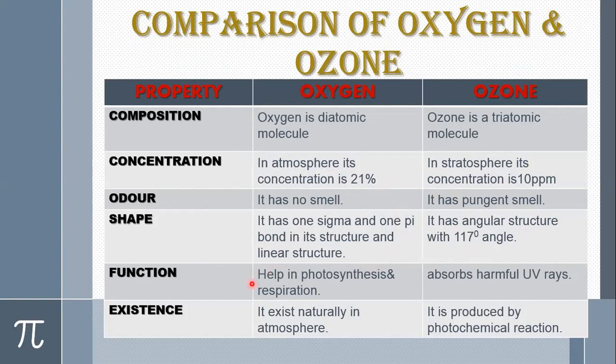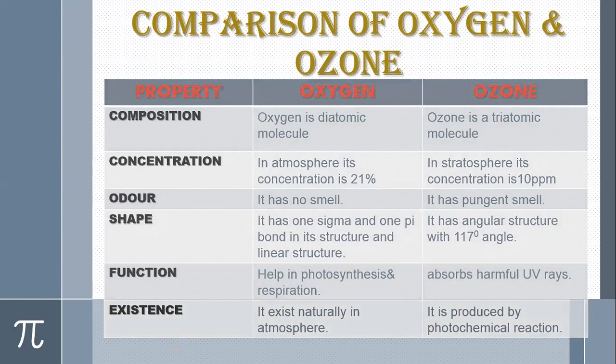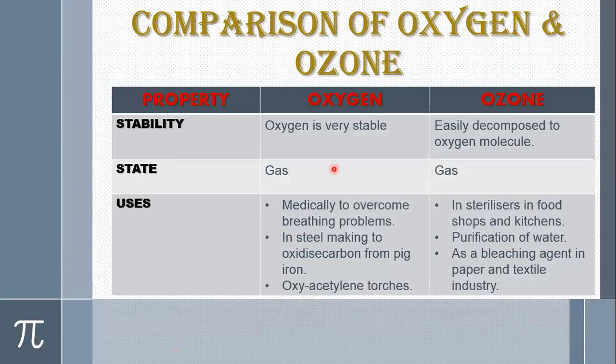Function: oxygen helps in photosynthesis as well as in respiration, while ozone absorbs harmful UV radiations. Oxygen exists naturally in the atmosphere while ozone is produced by photochemical reactions. Stability: oxygen is very stable while ozone can be easily decomposed to an oxygen molecule. They both are in gaseous state.